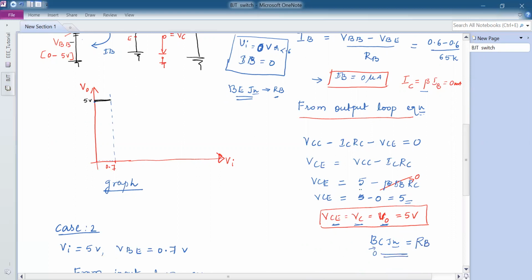So what did we see with these two values? When the input voltage is 0 or 0.6, even less than 0.6, the output voltage goes to 5 volts. When the output voltage is 5, the base-collector junction is reverse biased. When the input voltage is 0, the base-emitter junction is reverse biased.